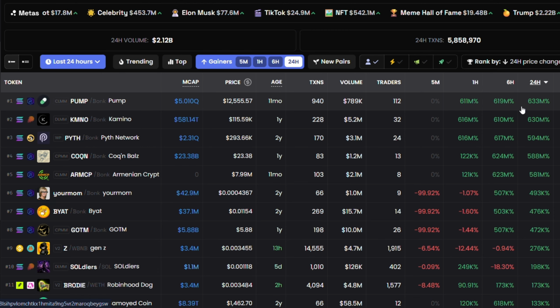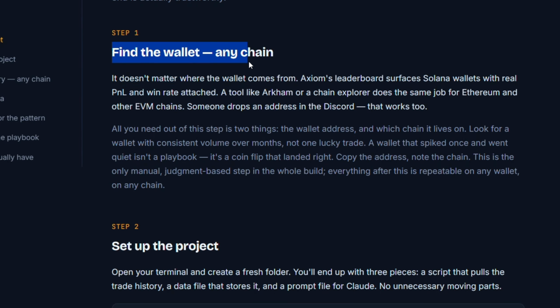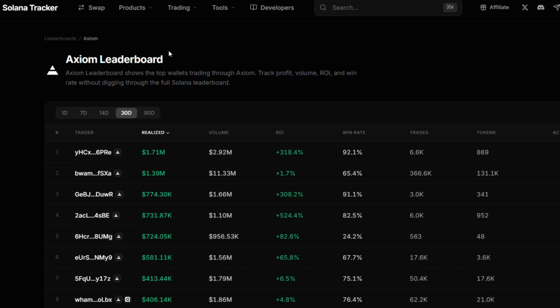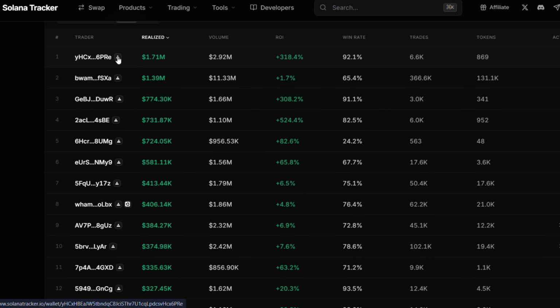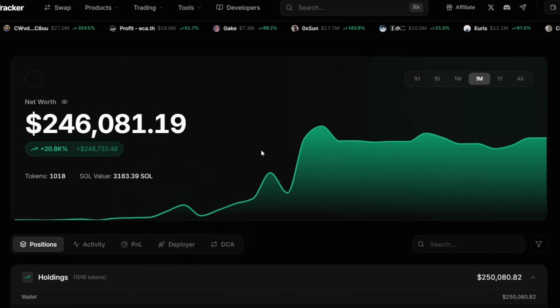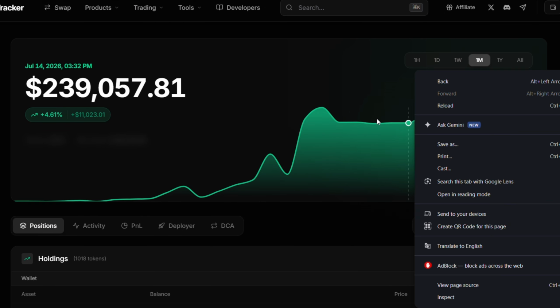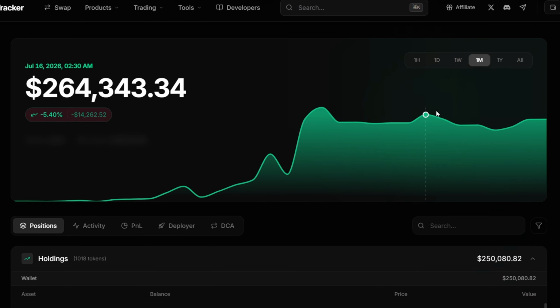Let's get into it. Step 1 is finding the wallet, and honestly, it doesn't matter where it comes from. Axiom's leaderboard will hand you Solana wallets with real PNL and win rate attached. Something like Axiom or a Chain Explorer does the same job for Ethereum and other EVM chains. Someone drops an address in the Discord, that works too.